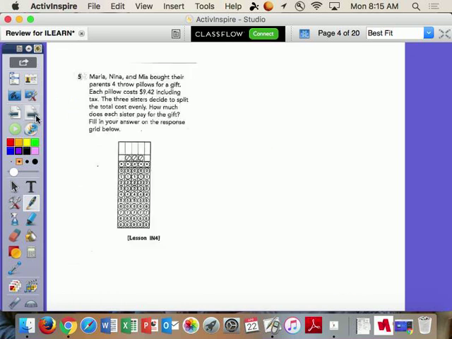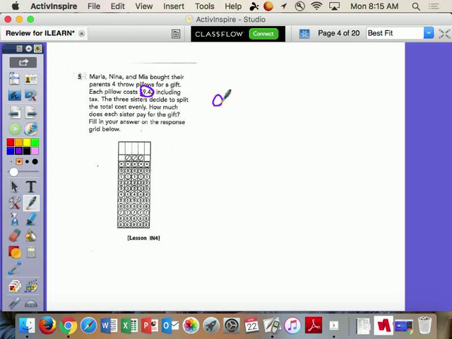Okay? Now, the last one. You've done a problem like this. Okay? Marla, Nina, and Mia bought their parents 4 throw pillows. A throw pillow is just a pretty pillow. Each pillow costs $9.42, and the tax is already in that $9.42. Okay? Then they split it. If you have siblings and you ever buy anything for your parents, you know what it's like to split the money between each other.